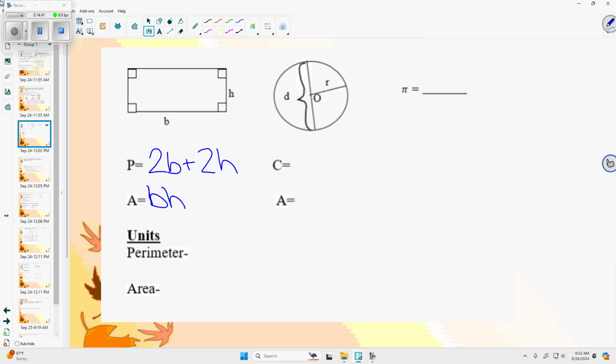All right, what about circumference on a circle? What's our formula for that? There is an r in it, absolutely. What else is in it? There's a pi. Okay, pi r squared is actually the area. So we got pi r squared for area. What's our formula for circumference?